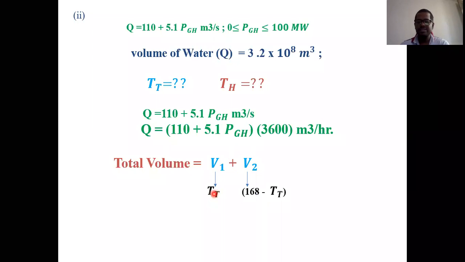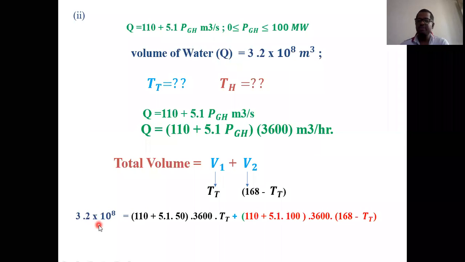So let us try to understand what the time period is in the first slot and the second slot. Already we know how to represent the time slot when both the power plants are operating, that is TT. The first slot representation is TT, and the total time is 168. When you subtract the first slot, automatically you get the second slot, that is 168 minus TT. These are the time periods. When you multiply these time periods with Q, you can convert Q from meter cube per hour into meter cube. That is the job we need to do here.